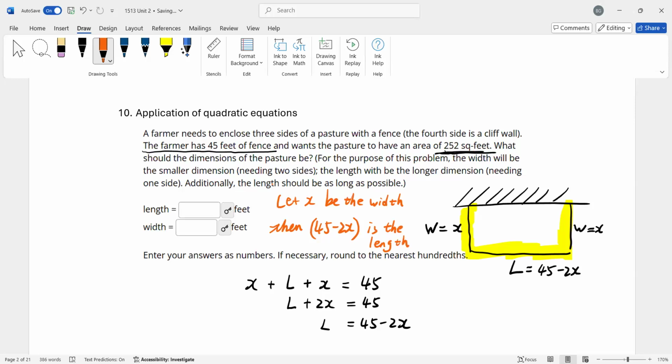All right, so far so good, guys. We are looking for the dimensions of the pasture. We need to know the value of the length and the width, right? We bring in one variable x. We let x be the width. And so far, we wrote both length and width in terms of x. So far so good?